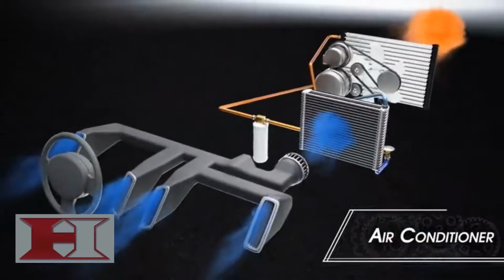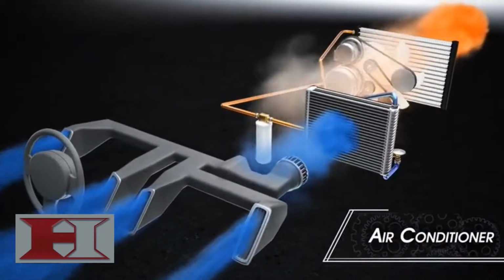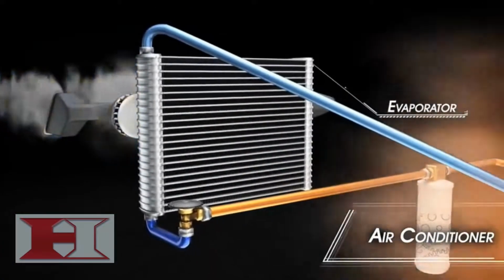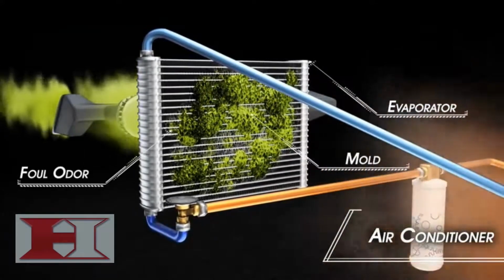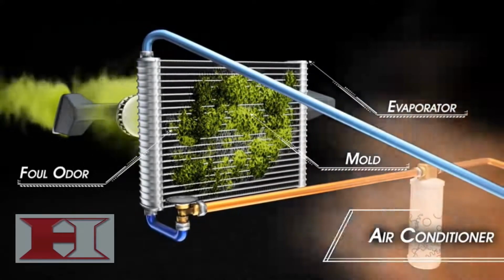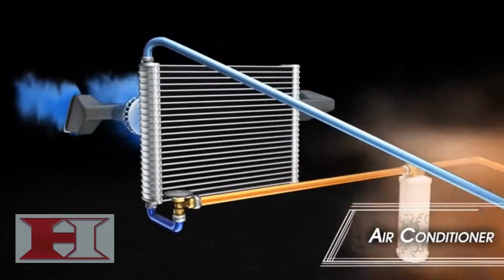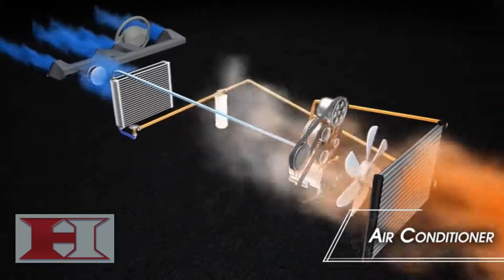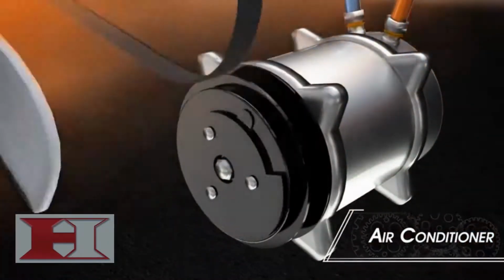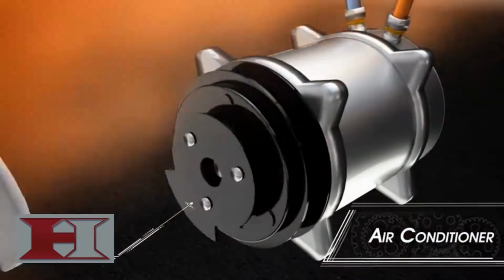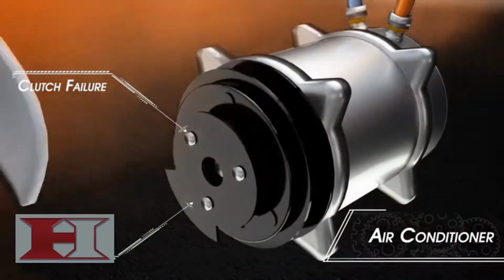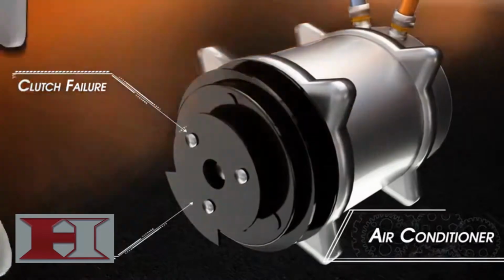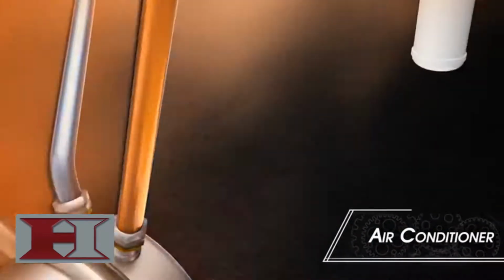The air conditioning system is subject to fail at any of the several points along the way to cool your car. The evaporator coil in your dash heater box can develop mold and mildew on the coil, which produces a foul odor inside your car as air passes through the evaporator. The air conditioning system is pressurized by the condenser. It's driven by a belt on the compressor clutch. If the clutch fails, the compressor will not engage and the AC will not cool.